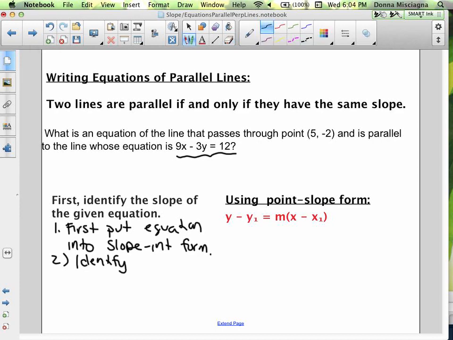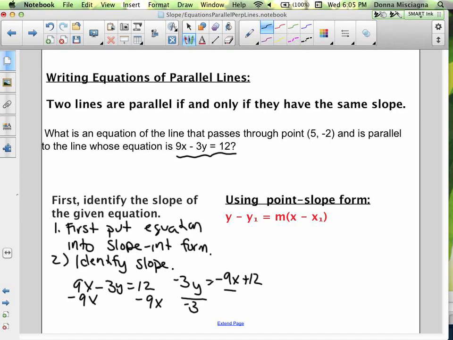Sometimes my letters like to just connect funny. All right, so we have 9x minus 3y equals 12. We need to move the 9x to the other side by subtracting. So now we have negative 3y. Now I'll put it over here. Negative 3y, don't forget the negative, is equal to negative 9x plus 12. And so now we just have to divide everything by negative 3.